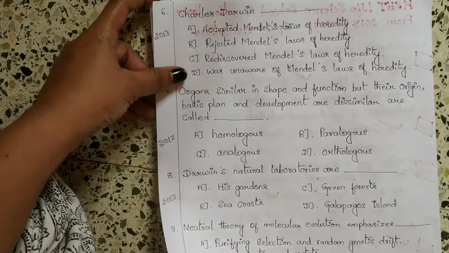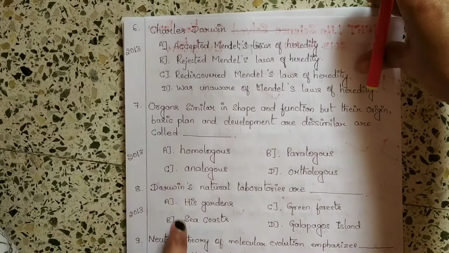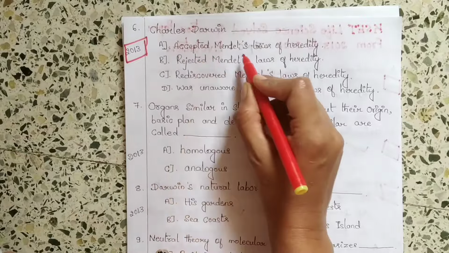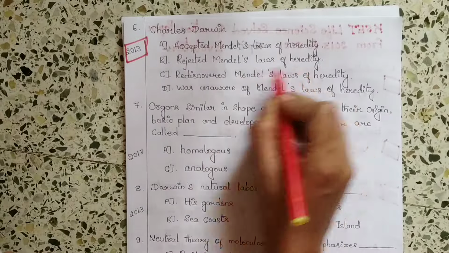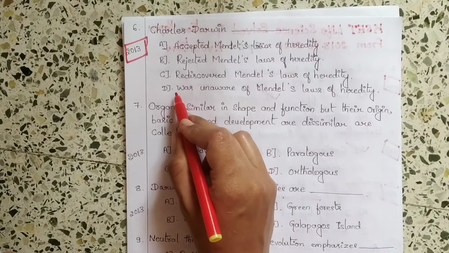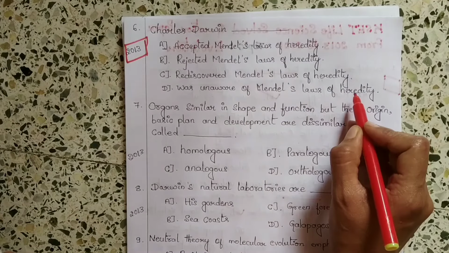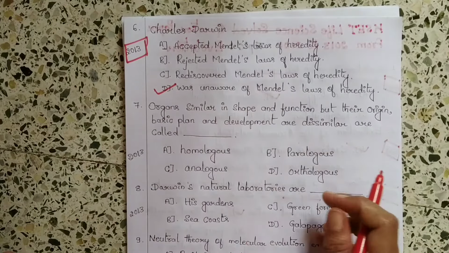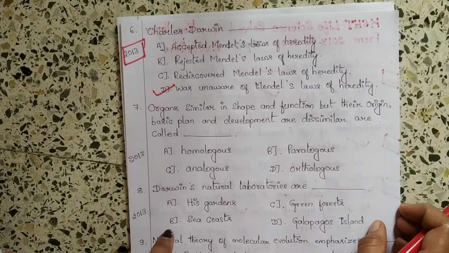I guess this one is visible. Okay, fine. The next one is Charles Darwin, which was asked in the year 2013. Charles Darwin: the first option, accepted Mendel's law of heredity. B, rejected Mendel's law of heredity. C, rediscovered Mendel's law of heredity. The fourth option, was unaware of Mendel's laws of heredity. So the correct option is D here. Charles Darwin was unaware of Mendel's law of heredity. Okay, let us move on to the next.